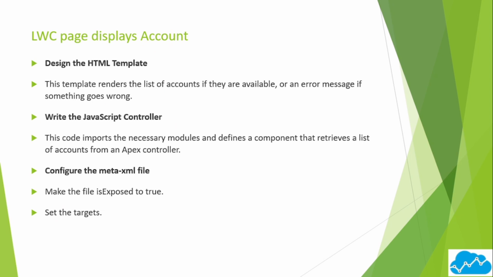Next we are going to design the HTML template. This template renders the list of accounts if they are available, or an error message if something goes wrong. Then we are going to write the JavaScript controller. This code imports the necessary modules and defines a component that retrieves a list of accounts from an Apex controller. So here we are passing the Apex class name with its method name. So from here it is fetching the records from our account object.